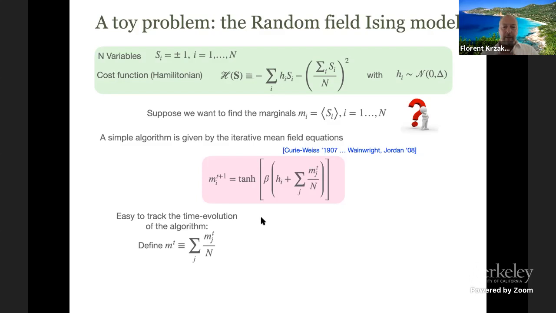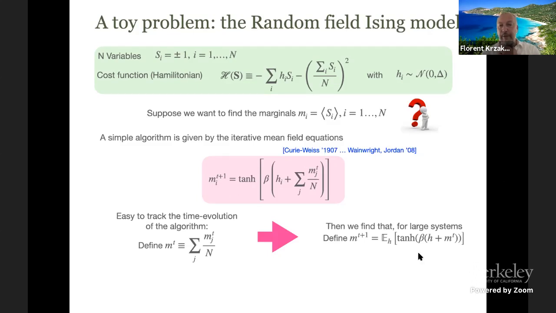Now, if you think about what this algorithm is doing, and you want to track its progress, it's very easy. You can write the equivalent of state evolution here. So if you define m of t, which is the average value in your sample of the marginals, it's trivial to see that m of t will follow the following equation. This is m of t, and this is m at the next step. So asymptotically, when you have a large system, you are just taking the expectation over h. And this is what you have. So it's interesting: you can entirely understand what the algorithm is doing by looking at the scalar equation.